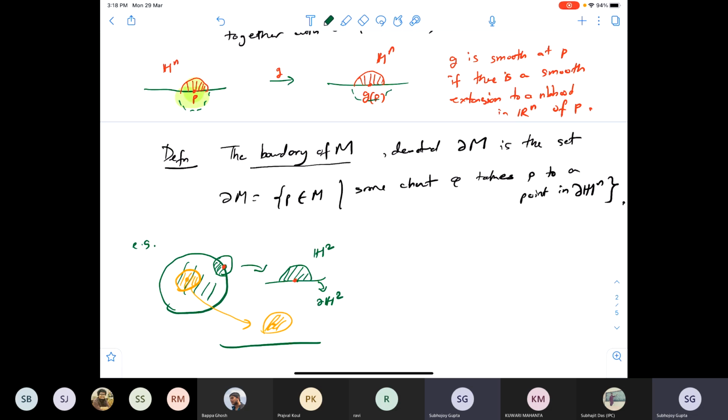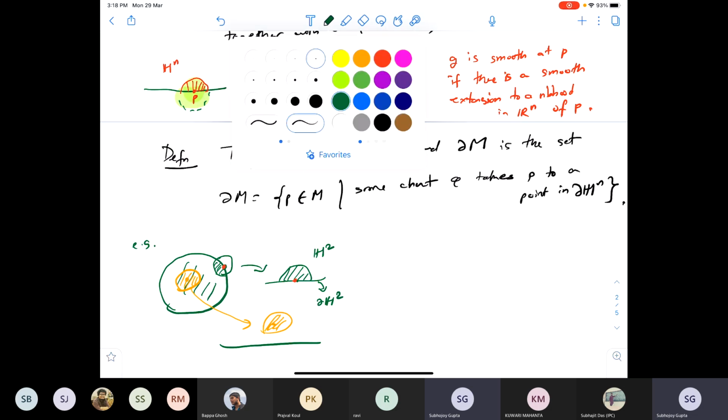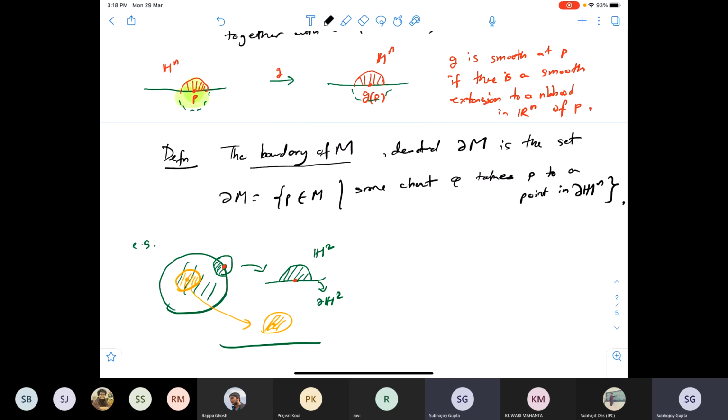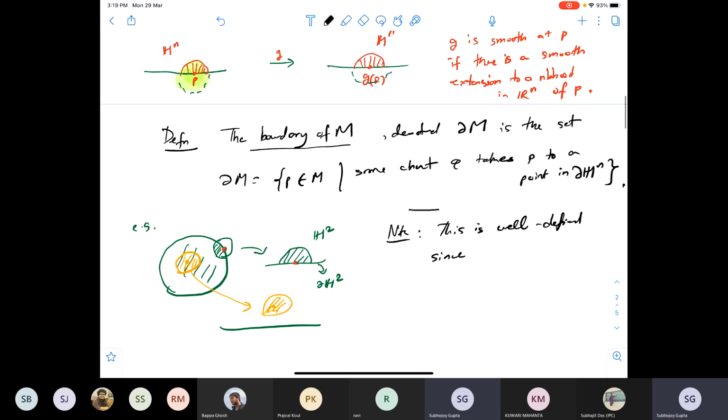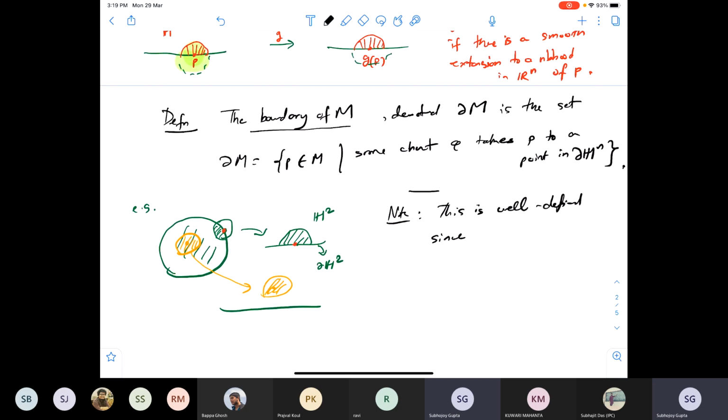So the set of points that these charts take to the boundary is defined to be the boundary of M, and you have to check that this is well defined. Note this is well defined, since if something goes to the boundary of the half space, you can't have another chart that takes it to the interior of the half space. And this is because transition maps are diffeomorphisms.